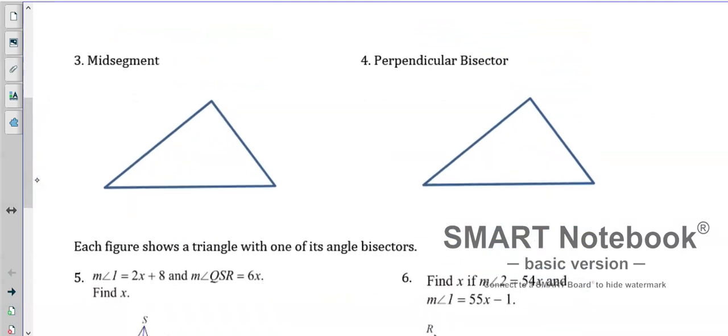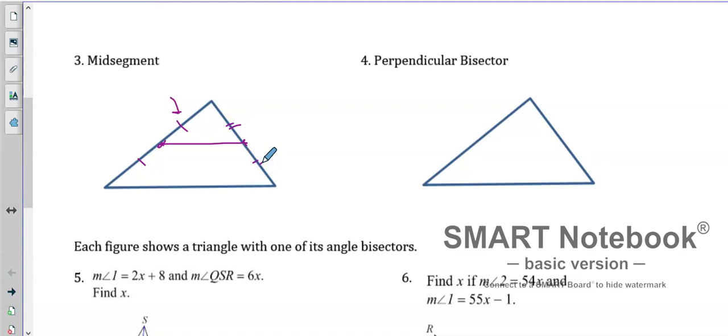Mid-segment. A mid-segment connects the two midpoints of two sides, and it's parallel to the third side. So let's say we find the middle here and the middle here approximately. That is the mid-segment. Again, I'm not going to measure, just try to make it so that this looks equal to that, and this equals that.